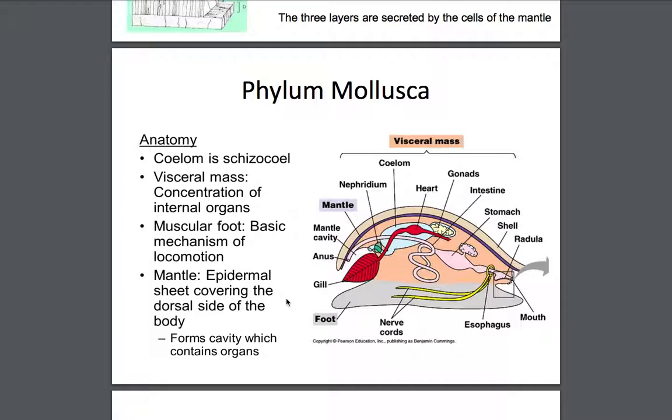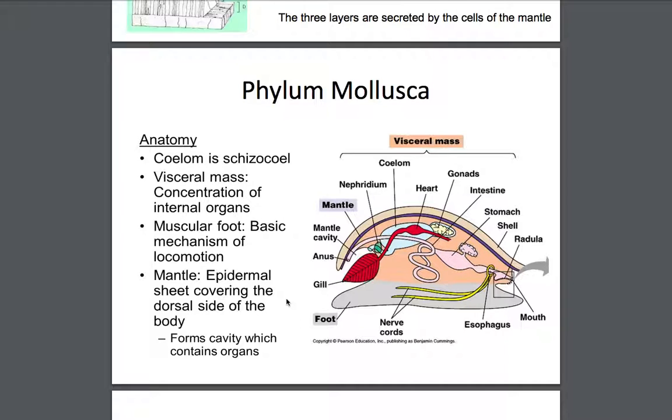The foot is muscular and is often covered with cilia, and it is the main locomotor organ. So in the most basic setup, it's a creeping sole. There are little muscular undulations that help you creep along the surface of whatever you're on. It secretes a mucus layer to help you do that.